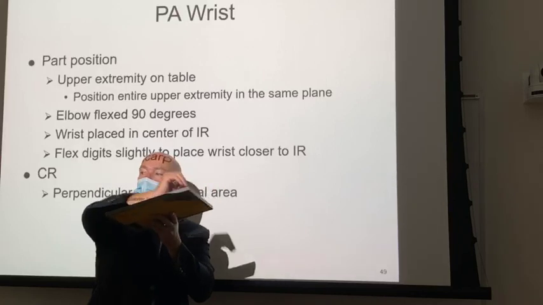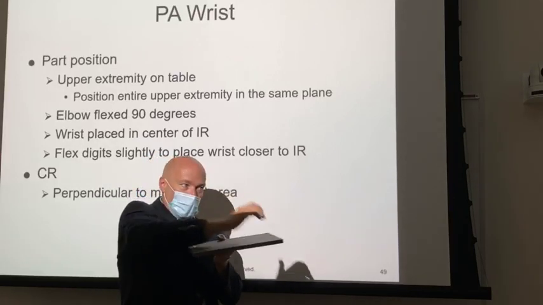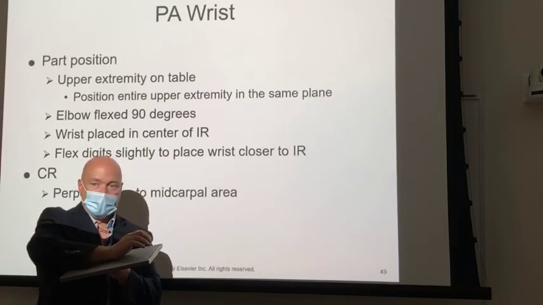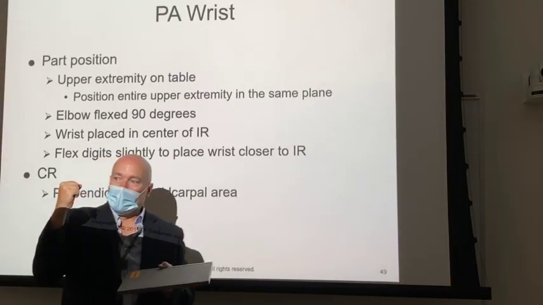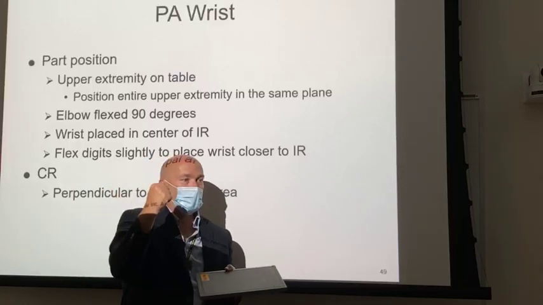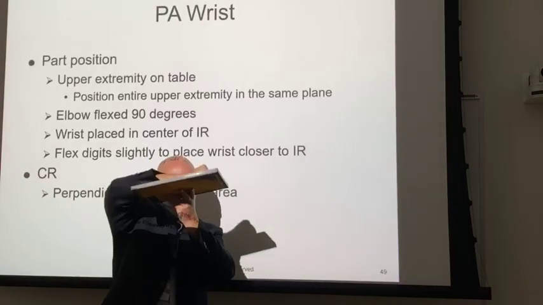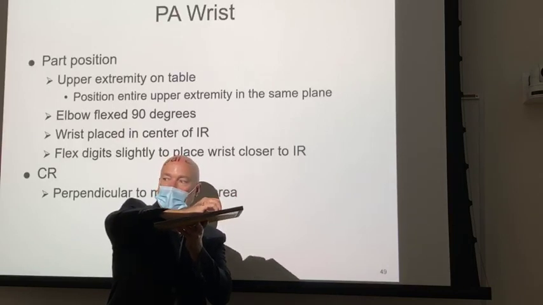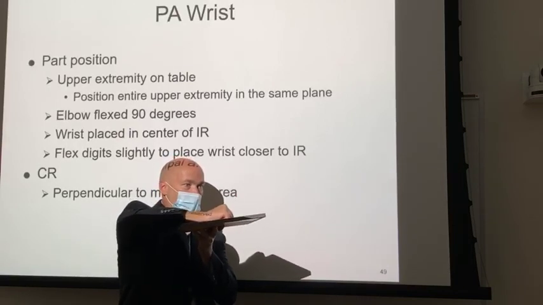If you bend the fingers, then it decreases the OID of the carpal bones and puts the carpal bones closer to the image receptor. If you tell the patient to make a fist, they're going to have a tendency to really ball up and make it tight. And if they do that, then it defeats the purpose. You go from contact to lack of contact again, okay?